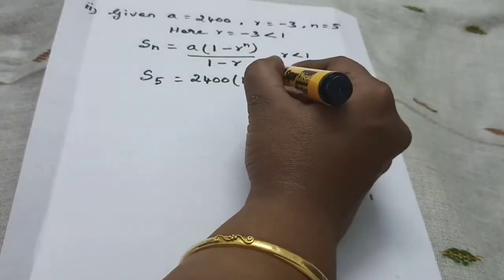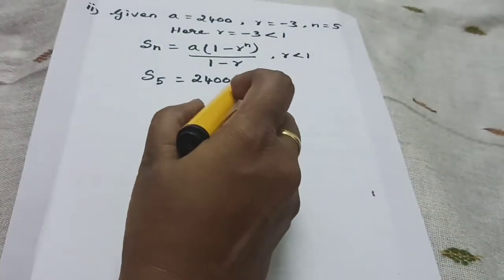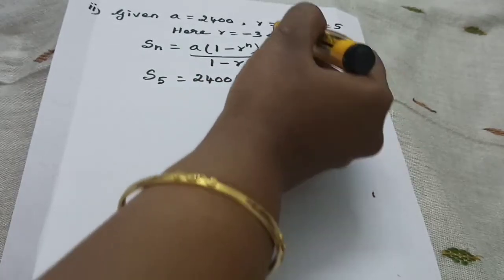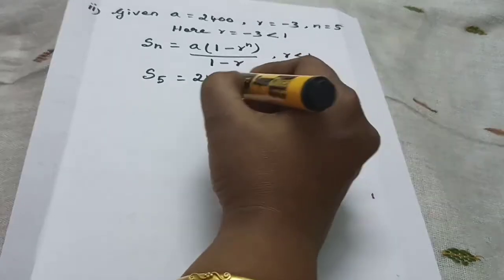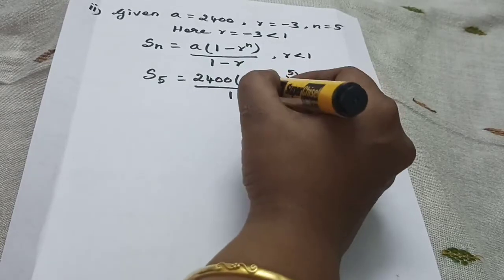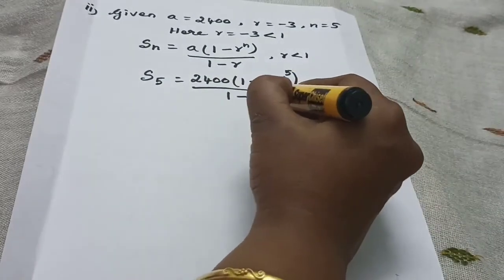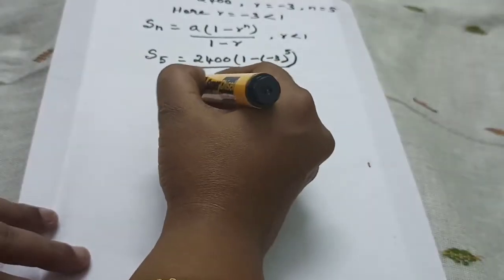So we have to write minus 3 like this, minus 3 the whole power 5, then divided by 1 minus r. The r value is minus 3, so inside the bracket you should write minus 3. Very clear?